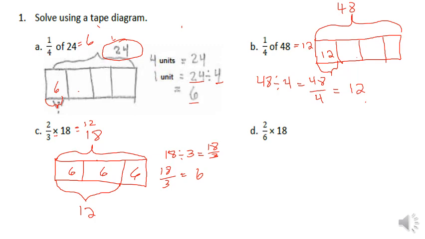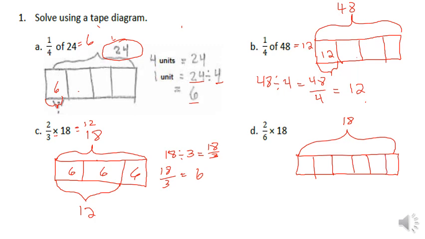Our last one says 2/6 of 18, 2/6 times 18. Drawing our tape diagram, once again, our whole number going on top, which is 18. It says sixths, so I'm going to split it into thirds, then I'll split the thirds into 6. And we're looking for 2/6, which would be here. But in order to solve it, we're going to go with 18 divided by 6, which equals 18/6, which we know equals 3. So since each one equals 3, we know that 2/6 of 18 would equal 6.